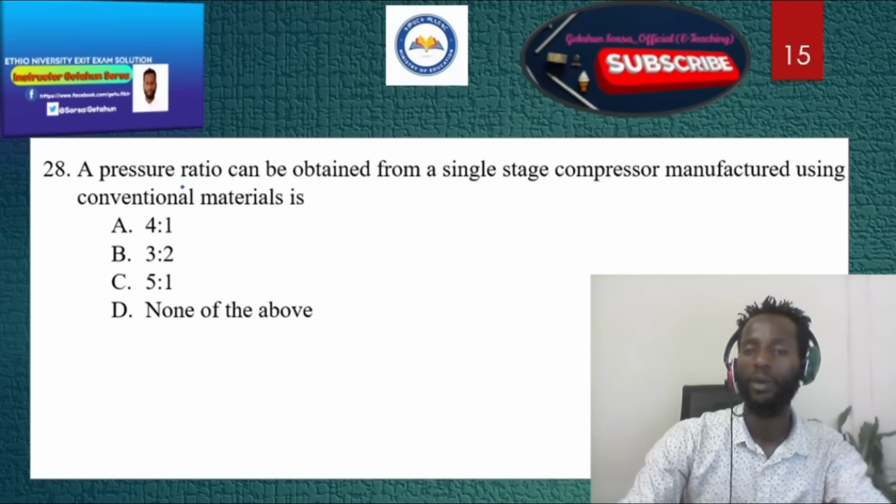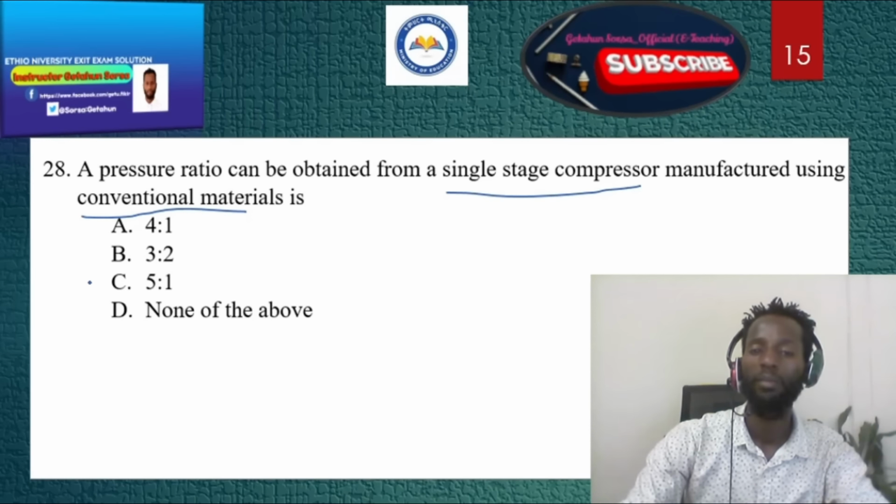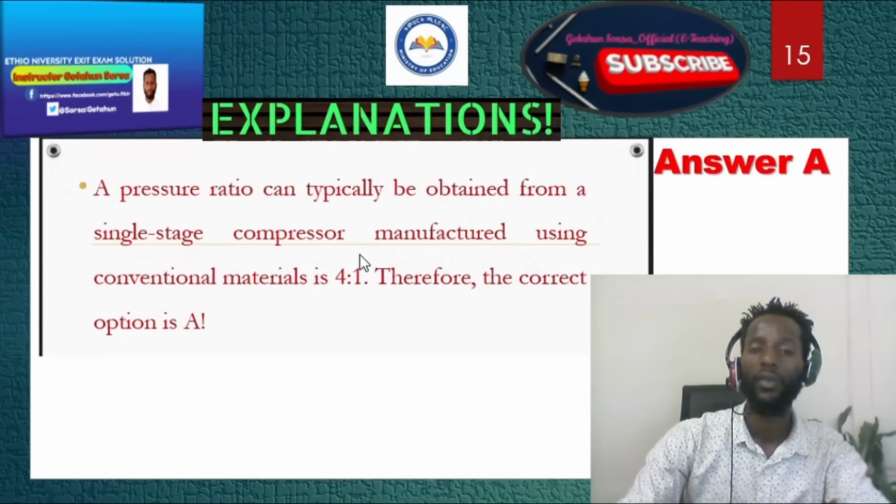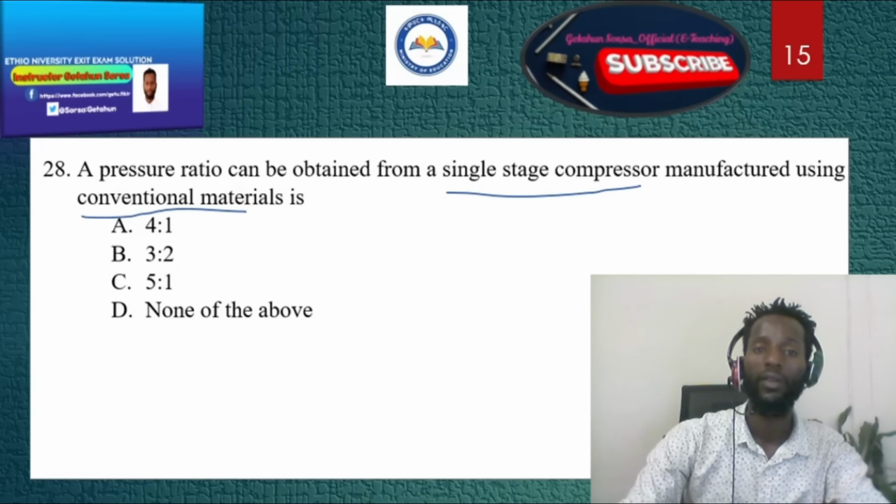The pressure ratio that can be obtained from a single stage compressor manufactured using conventional materials. What is the pressure ratio which can be obtained from a single stage compressor manufactured using conventional materials? A. 4:1, B. 3:2, C. 5:1, D. None of the above. The pressure ratio which can typically be obtained from a single stage compressor manufactured using conventional material is 4:1. Therefore, the correct answer is choice A, the first choice.